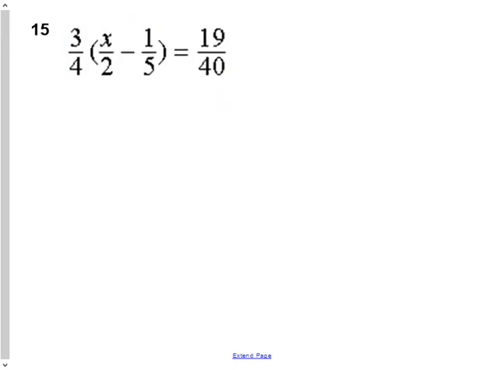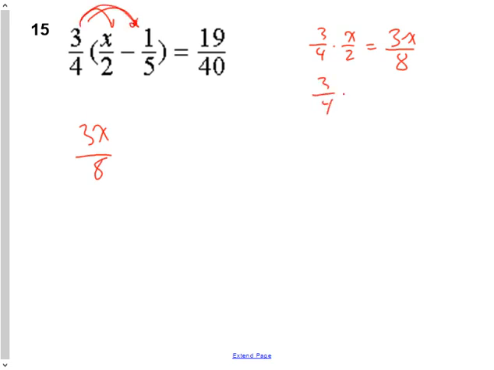Before we do this, because there's distributive property, let's just expand it before we start multiplying by a common multiple. So 3/4 multiplied by x over 2 will be 3x over 8. I'm going to write that here, 3x over 8. 3/4 multiplied by negative 1/5 is negative 3 over 20. I'm going to write that negative 3 over 20 here, or minus 3/20. And 19/40 is here. So now I have an equation, and I could add 3/20 to both sides.